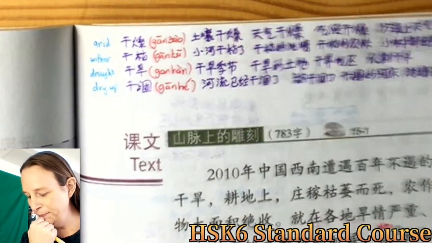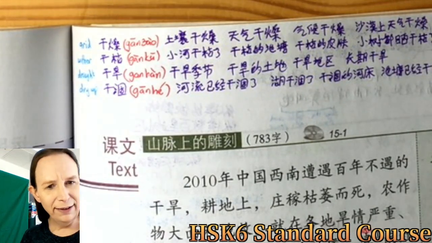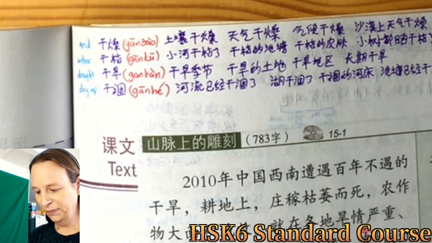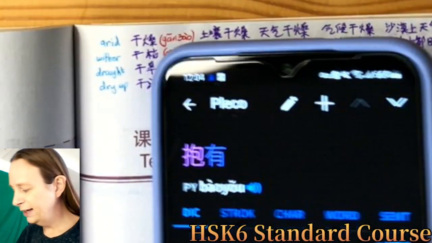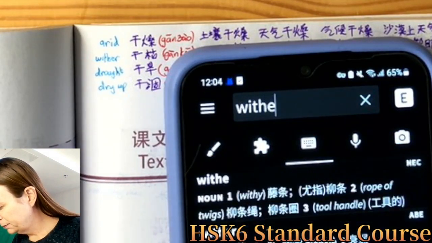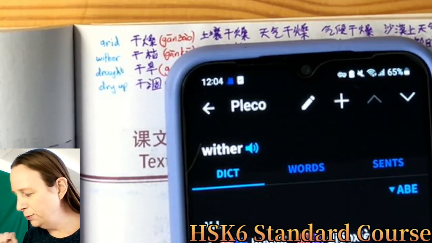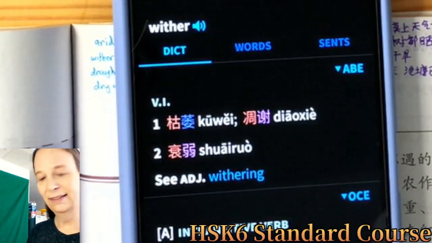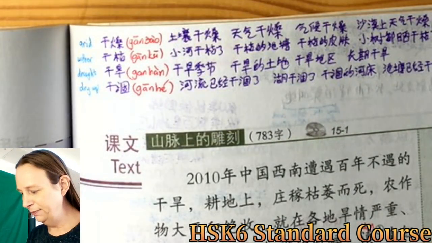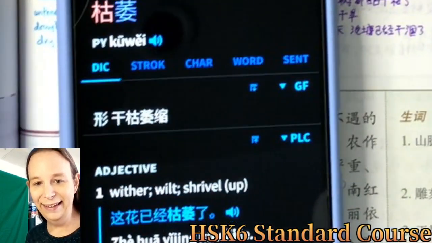Dry up. There's another one, 干萎, right? Is that right? I don't know. Maybe wither, something like that. 枯萎. Suppose I better look it up. 枯萎, wither. Yeah.